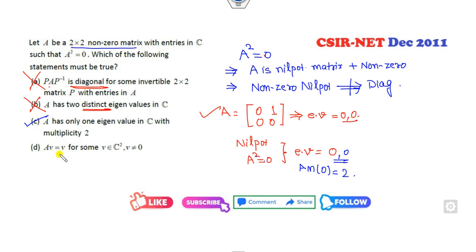Av is equal to v for some v in C2. What is the meaning of that? It means 1 is an eigenvalue, but A squared equal to 0 means a nilpotent matrix, and the eigenvalues of a nilpotent matrix are always 0 and 0, but not 1. So the last option is cancelled out. C is my right answer.